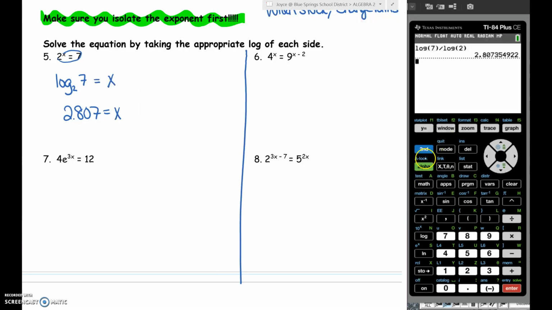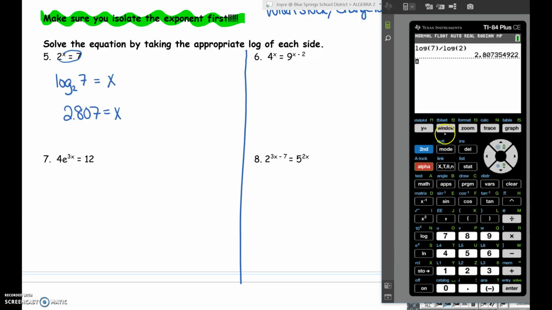Do you remember the fancy keystroke to get the log base thing in the calculator? Alpha window, 5. Then you can type in log base 2 of 7 and still get 2.807.